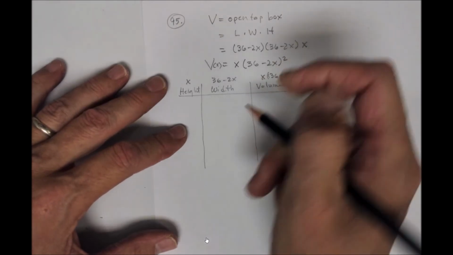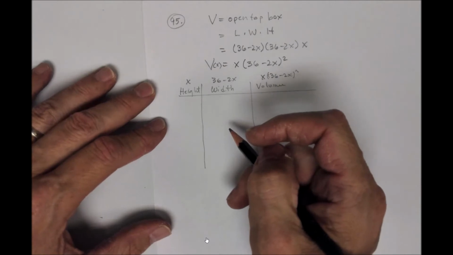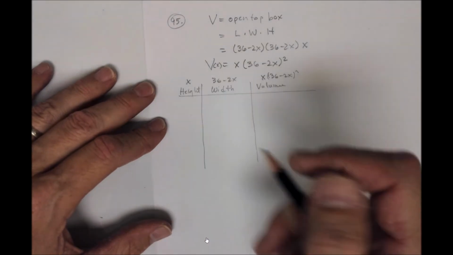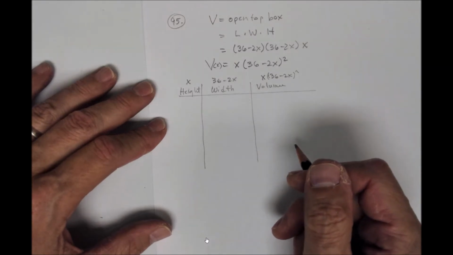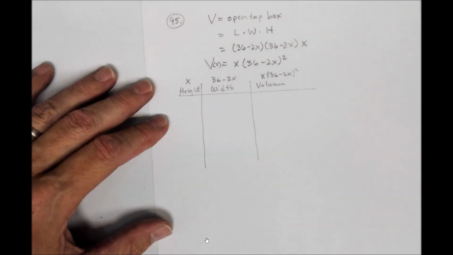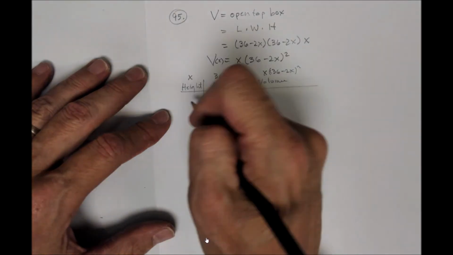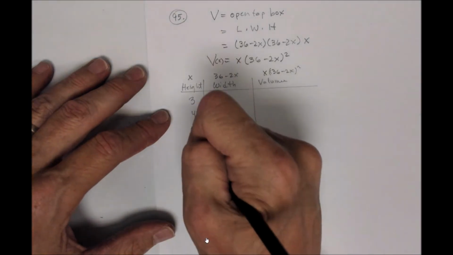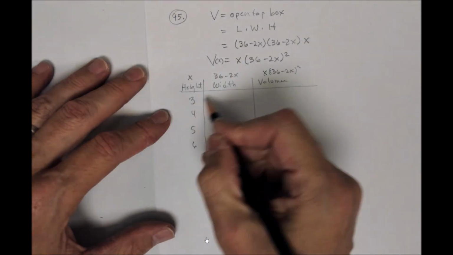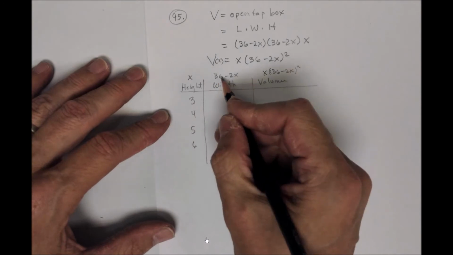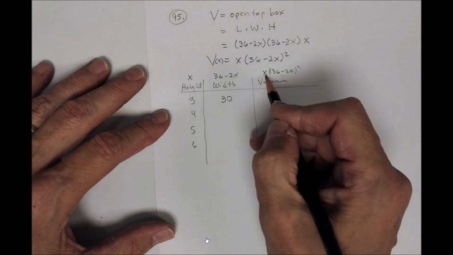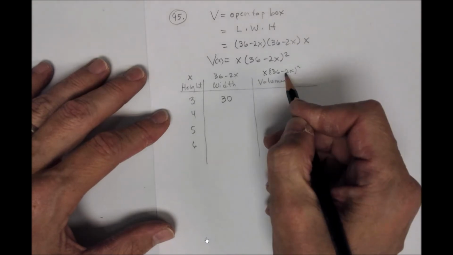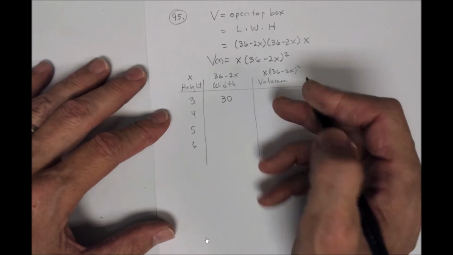So they give you some numbers here. They start out with a 1 and a 2. Well, they want you to make four rows like the one complete, so I'm going to allow you to use 1 and 2. I would say use 3, 4, 5, and 6. If I put 3 in here, this is 36 minus 2 times 3. This is 30. So this would be 3 times 30 squared. 30 squared is 900. 3 times 900 is 2700.